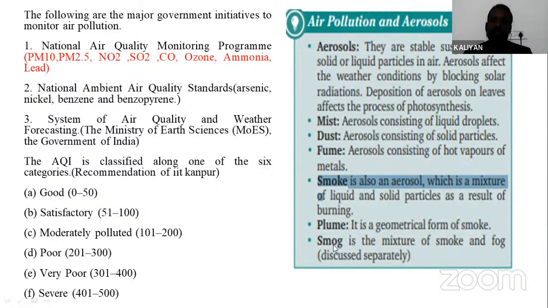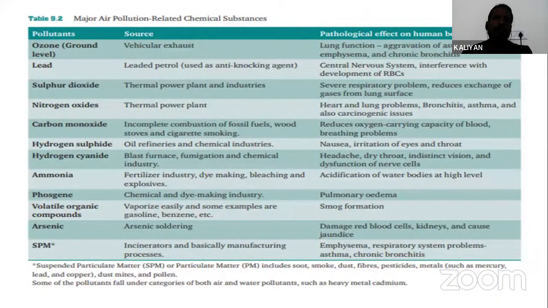This question is important. Smog is the mixture of smoke and fog. So this is very important. 2-3 times they asked what is smog. It is the combination or mixture of smoke and fog. So these are the major air pollutant related chemical substances.